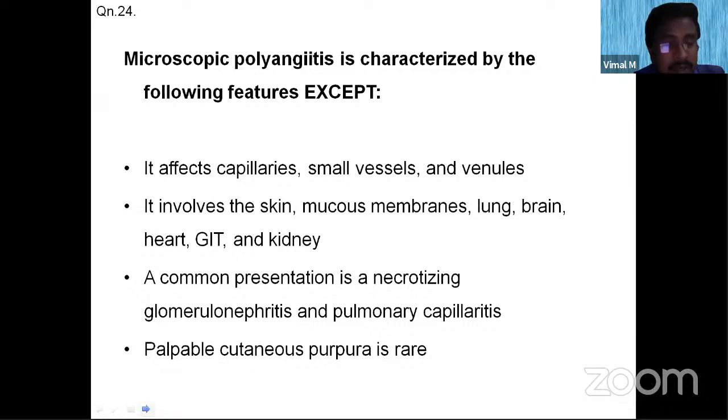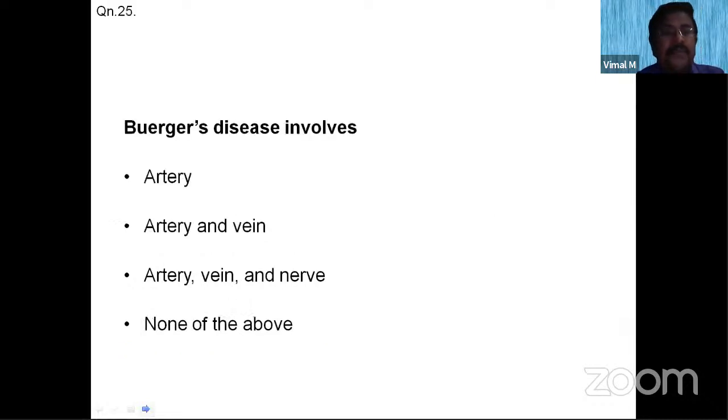But coming to the last option, palpable cutaneous purpura is rare. Actually, it is one of the commonest clinical findings, a palpable cutaneous purpura in microscopic polyangiitis. So the wrong clinical feature which they have mentioned here, and the correct answer, is palpable cutaneous purpura is rare. Yes. Now let us solve the other MCQ.